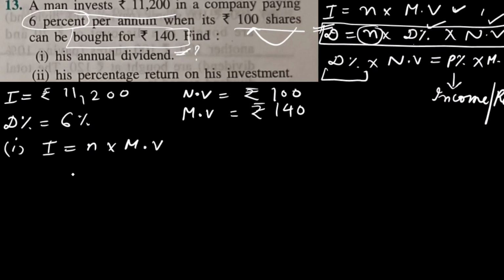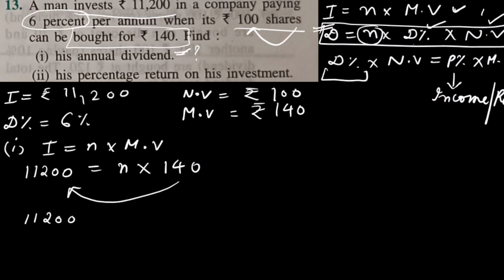So investment is given to us. I'll just substitute the investment value. This is 11,200. Number of shares n we have to find. Market value is equal to 140. So let's keep n on this side and shift 140 to the other side. First of all, write the things which we don't have to shift. I don't have to shift 11,200 anywhere and I don't have to shift n anywhere, so I'm writing these two things in their own places. Now 140 I have to shift, because like terms we have to shift. So when I'm shifting 140, it's getting multiplied here.